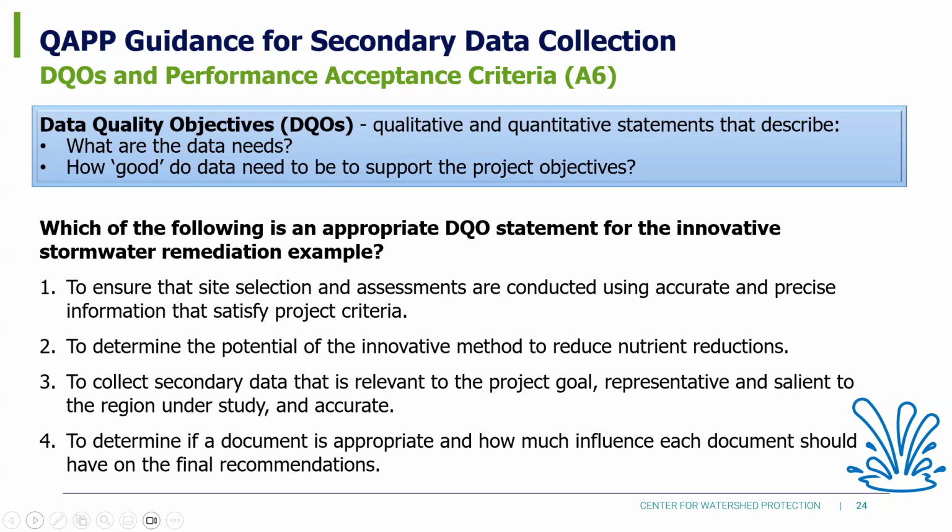One is to ensure that site selection and assessments are conducted using accurate and precise information that satisfy project criteria. 2, to determine the potential of the innovative method to reduce nutrient reduction. 3, to collect secondary data that is relevant to the project goal, representative and salient to the region under study, and accurate. Or lastly, 4, to determine if a document is appropriate and how much influence each document should have on the final recommendations. So once again, feel free to unmute yourself and say which one you think it might be. Throw it in the chat. I'll give you guys like a couple seconds.